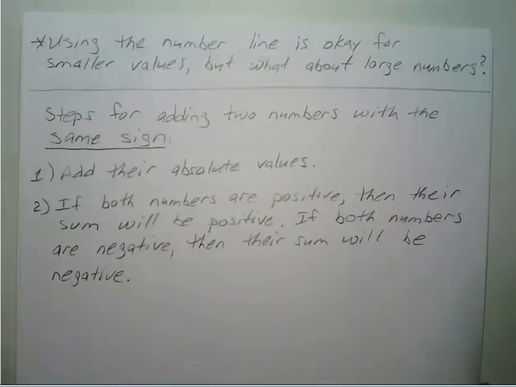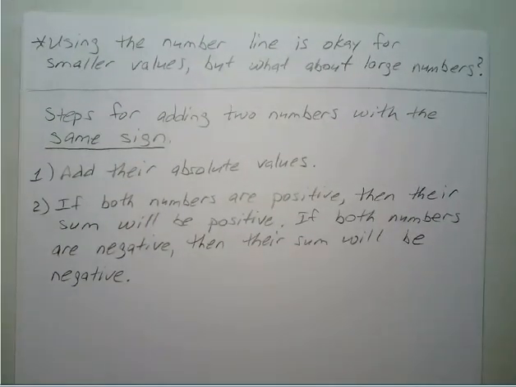This shows that you can use the number line for small values, like 3 and 5. But what if you wanted to add negative 58 plus positive 22? That's a pretty big number line. You can do it, but if you're taking an exam, that's not very practical. You'll be spending 15 minutes on one problem, and you don't want to do that.